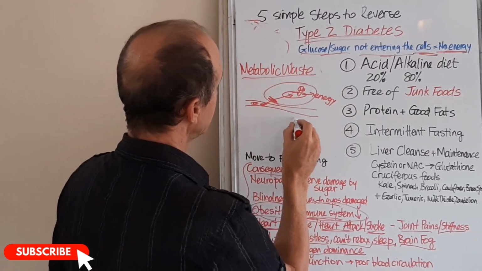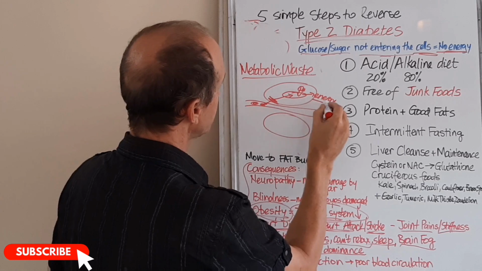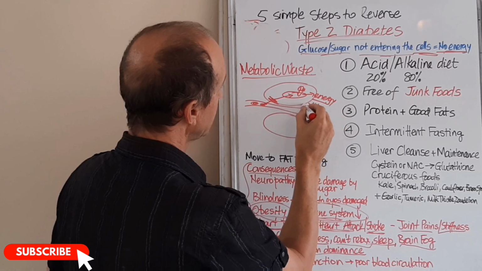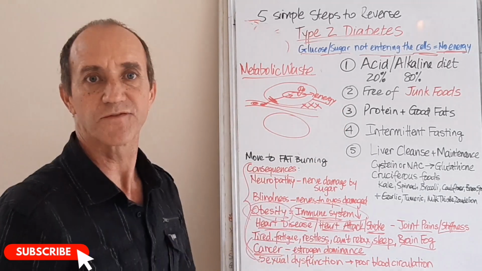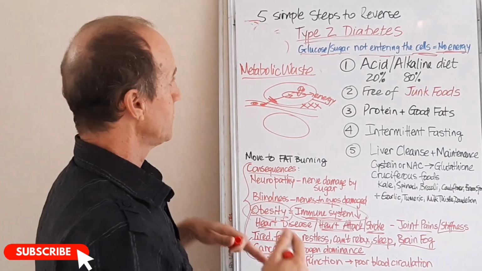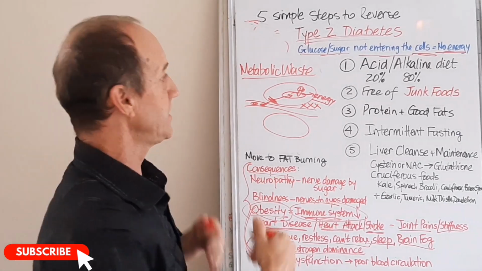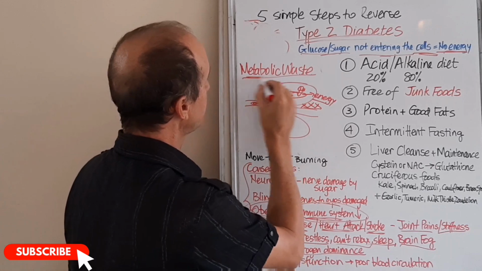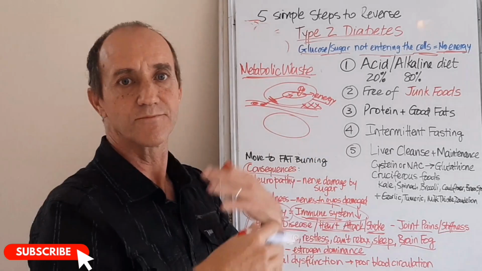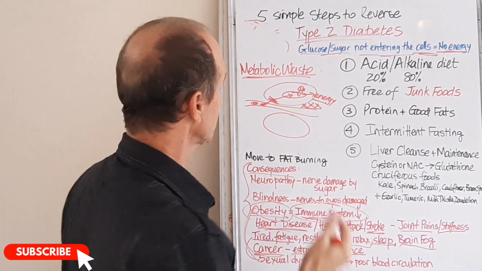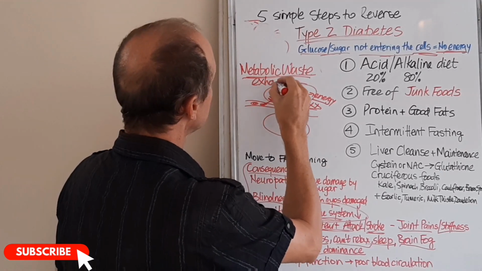So what is metabolic waste? In between the cells, when energy is produced, out comes exhaust. When a car burns fuel, there's exhaust. When your body is making energy, it's making exhaust. So it's called metabolic waste. Metabolism is the production of energy, and there's waste, there's exhaust. So I'll call it exhaust.